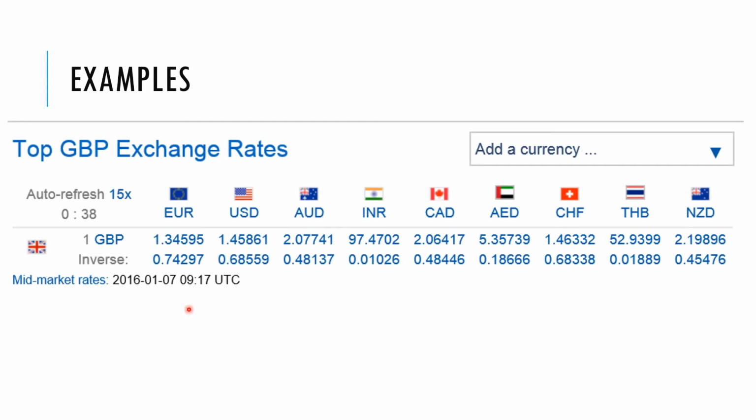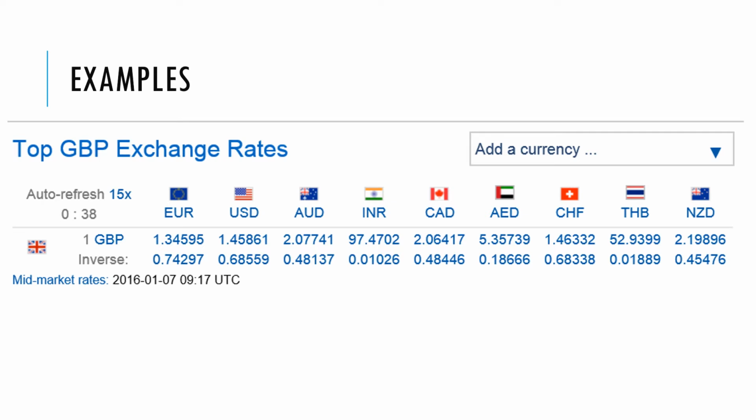Let's look at some more examples from around the world. On this particular date, the price of £1 would be 1.35 euros, or 1.46 American dollars, or 2 Aussie dollars, or 97 rupees, or Canadian dollars, and so on. So it's the price of one currency in terms of other currencies around the world.